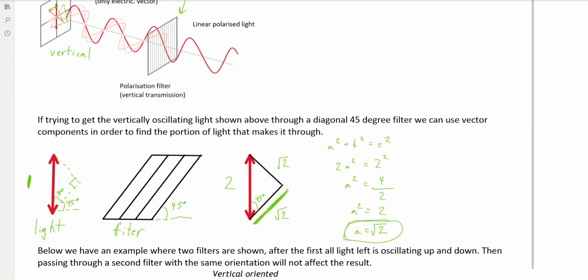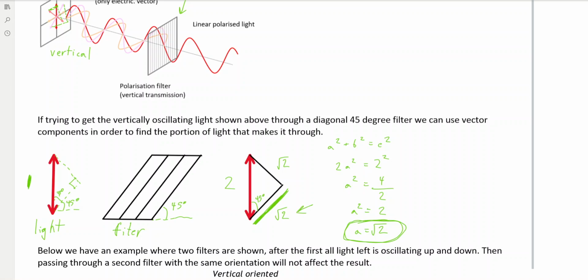So if you're curious, that's where it comes from. Now, we don't actually need to know that in Physics 20, or Physics 30, I should say. This is just a helpful piece of information to know about, but it's not necessary. What component or what portion of light makes it through? Well, it's this component of light, right?